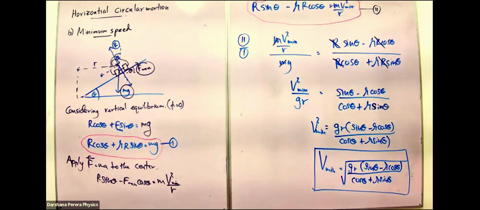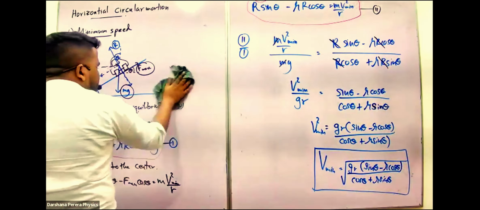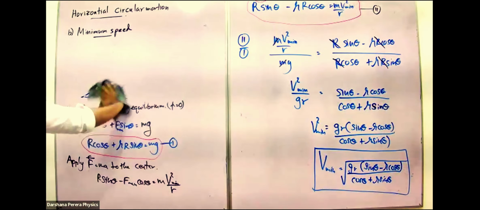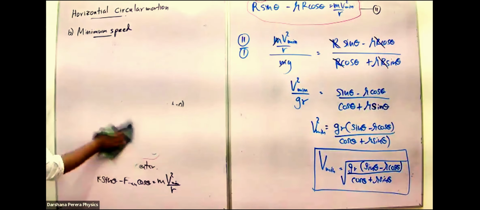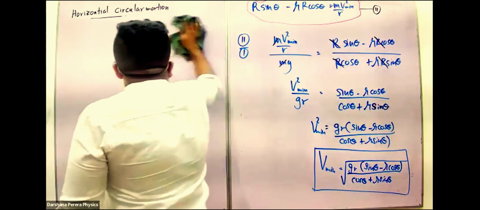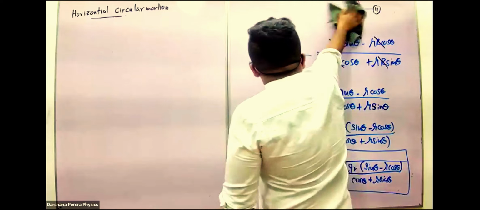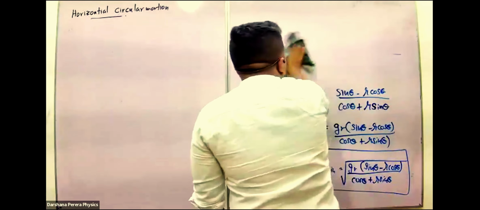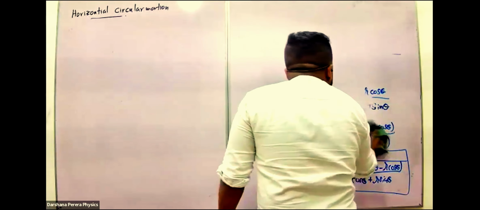Motion of a motorcycle in a motorhome. Motion of an object in a motorhome. These are all the examples for the horizontal circular motion.